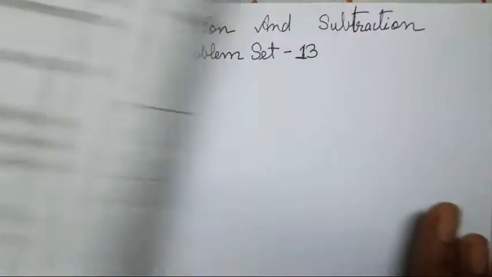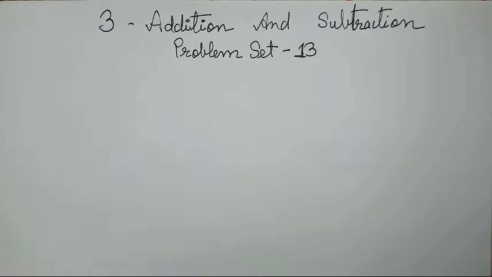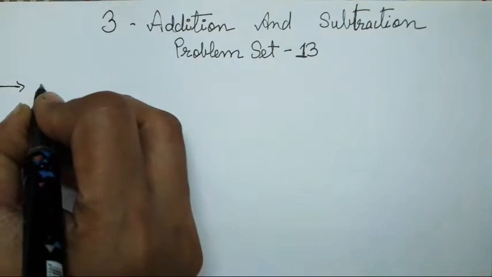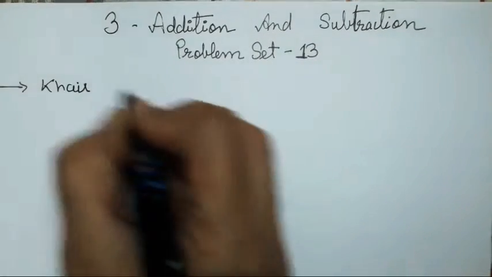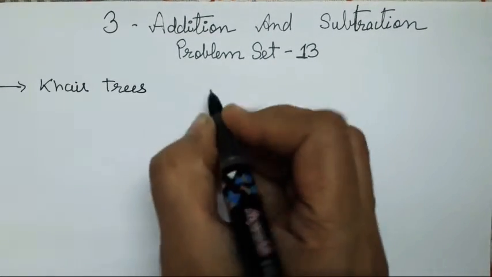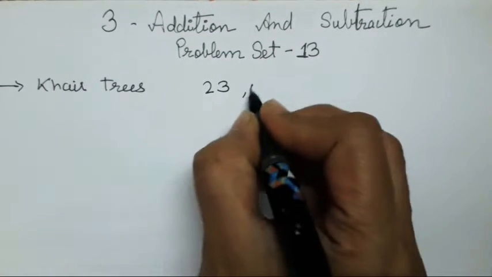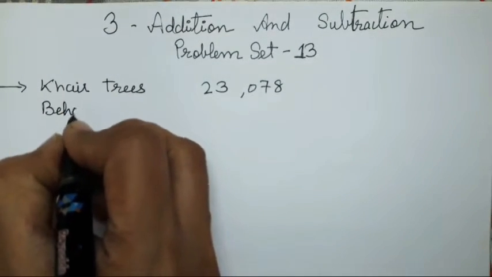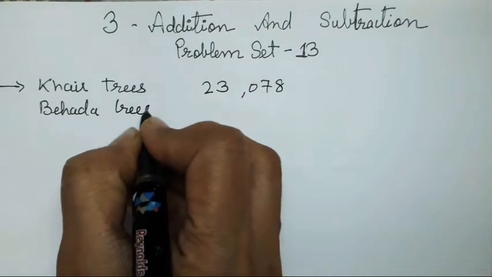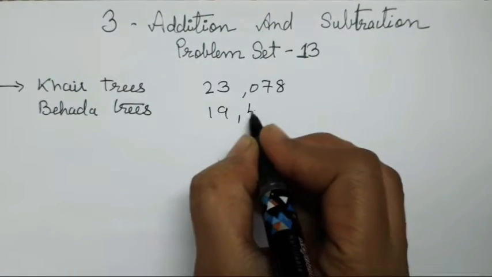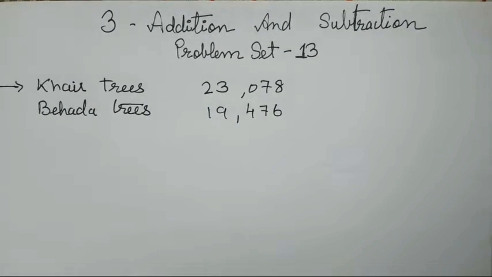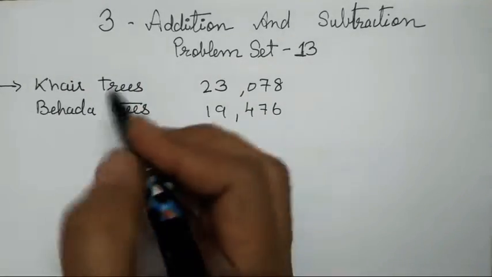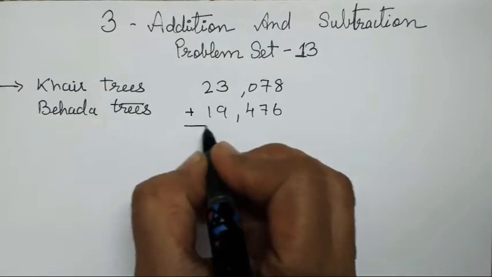Now how are you going to write this? First we will write whatever has been given. So first we will write given, which is care trees were how many? That we will write: care trees were 23,078. Okay, and bihada trees were 19,476. Okay, so as I said, you have to add it, isn't it? Two different things, two different names, so you have to first add it.